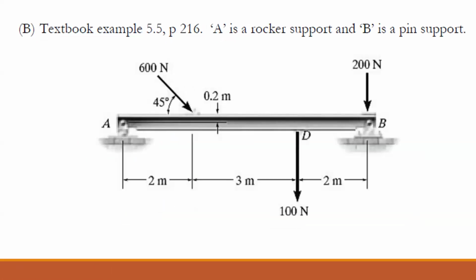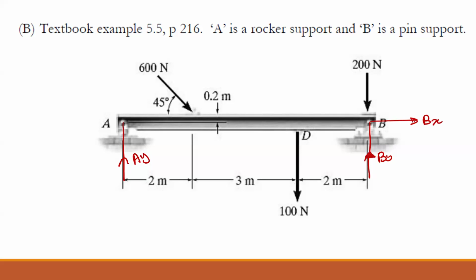Can you try this one, please? I want you to do everything, okay? They're asking just to draw the support reactions, but I want you to find the support reactions. So A is a rocker and B is a pin. If you draw the free body diagram, you just have one unknown here and you have 2 unknowns here. Do you agree? It's okay to put arrows in any direction, okay?